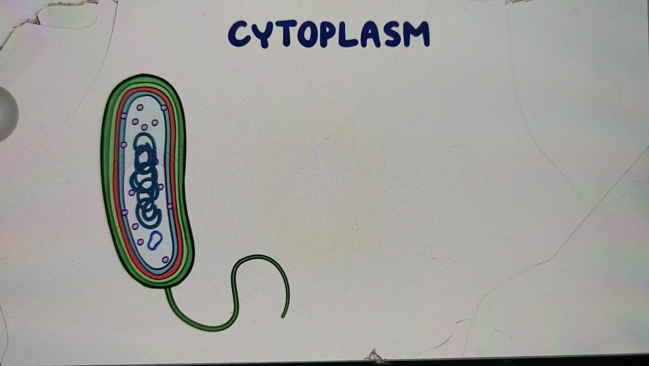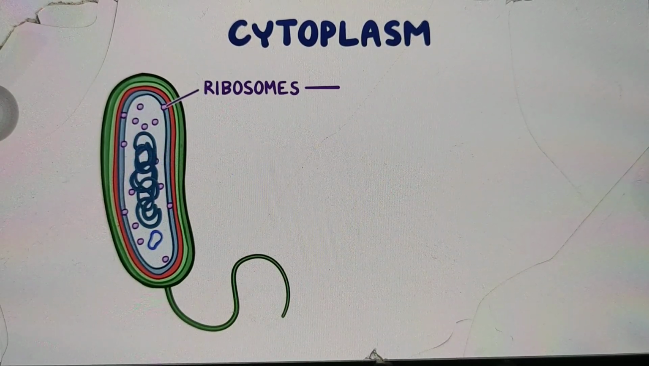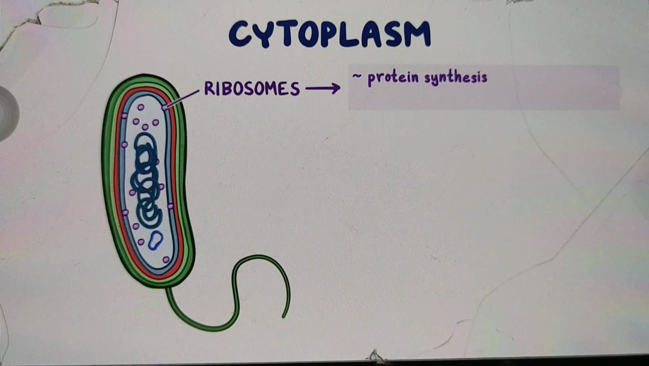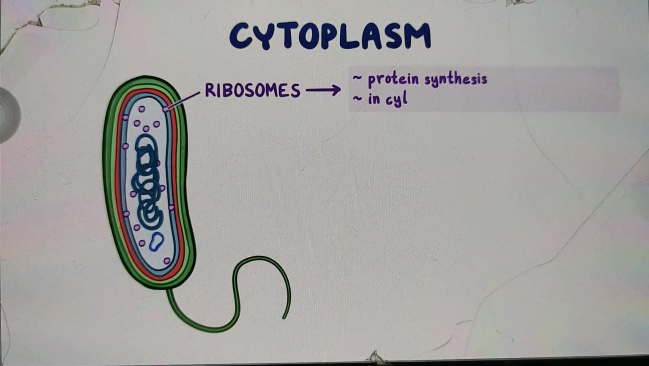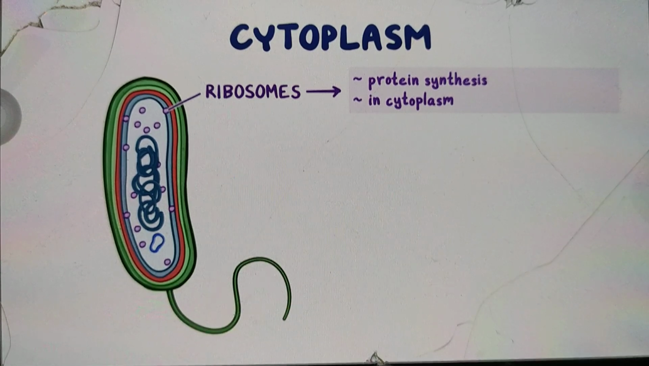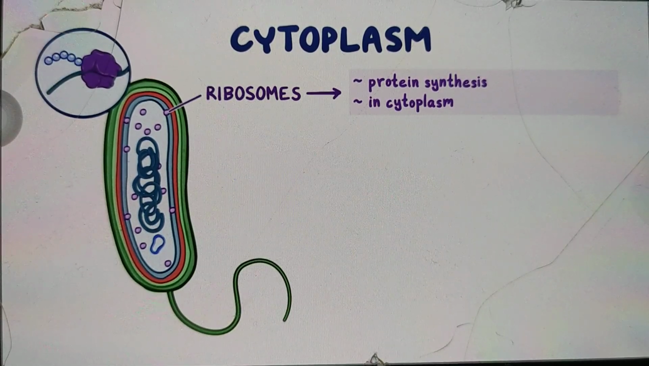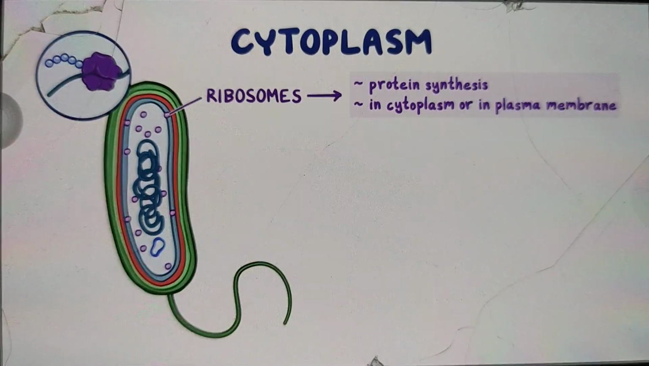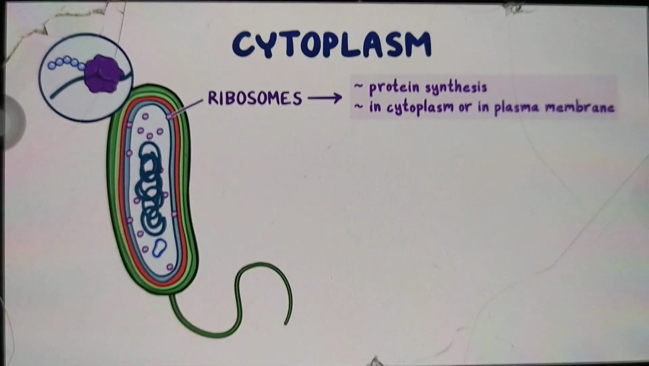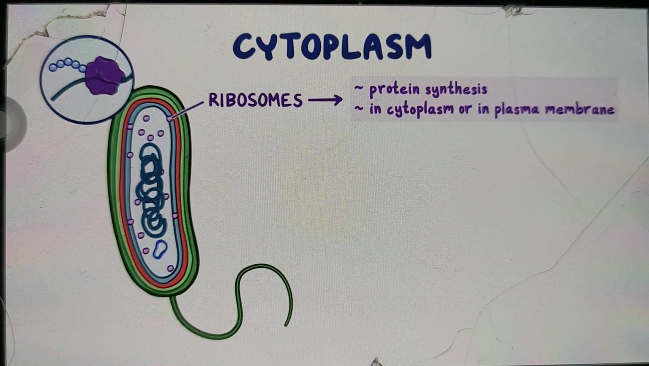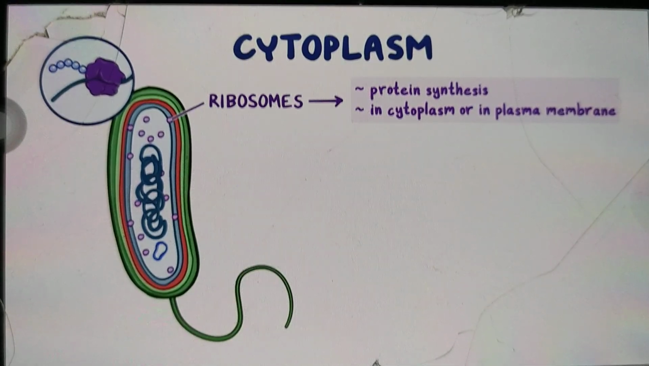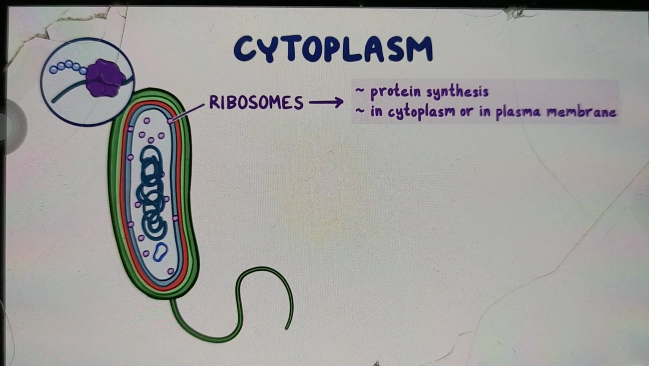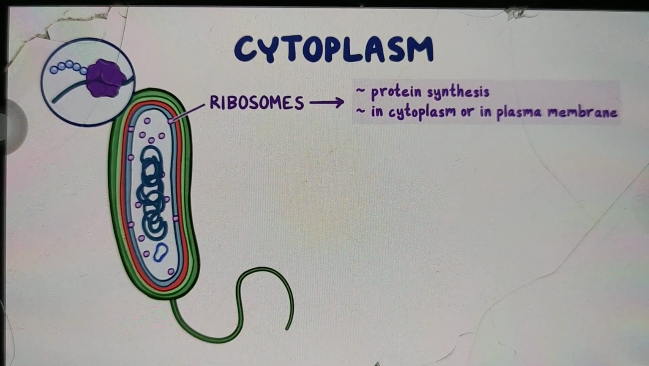In the bacterial cytoplasm, there are scattered cell components such as ribosomes, which are the sites of protein synthesis. These ribosomes can be found spread all over the cytoplasm, where they produce proteins that are destined to remain inside the cell, or they can be attached to the plasma membrane, and they are called plasma membrane-associated ribosomes. And in this case, they make proteins that will reside in the cell envelope or get transported outside the cell.